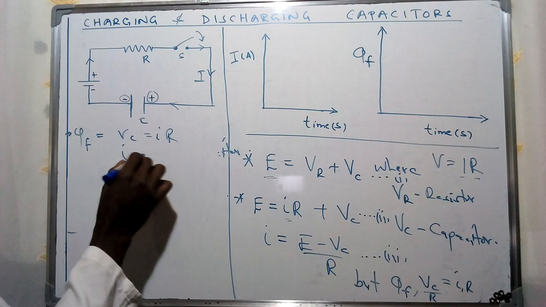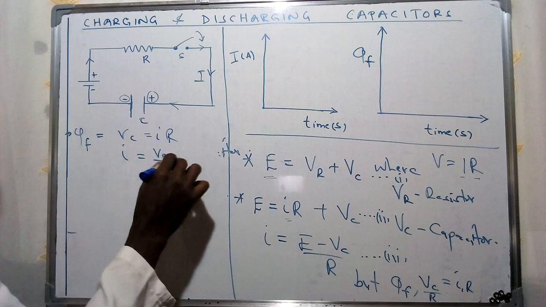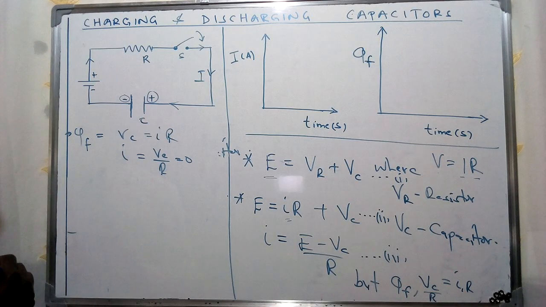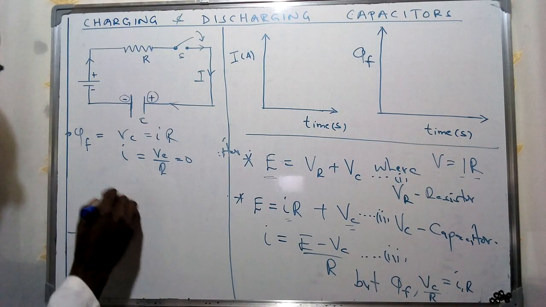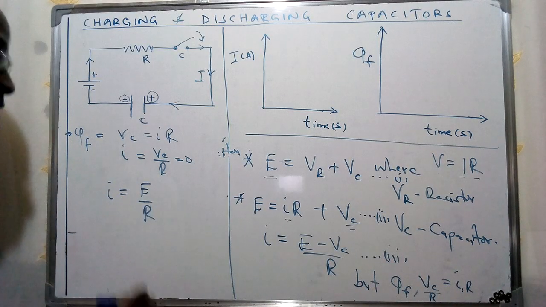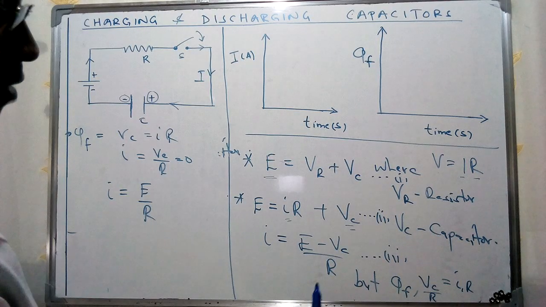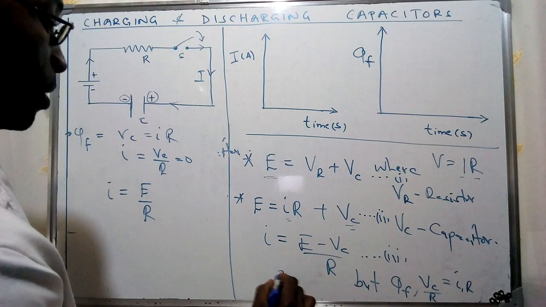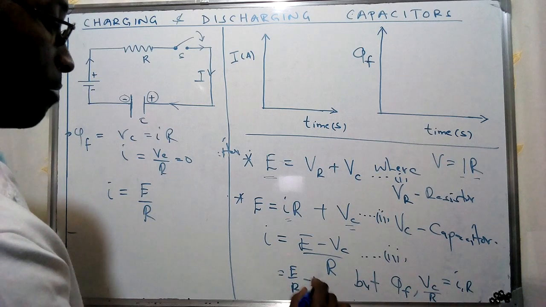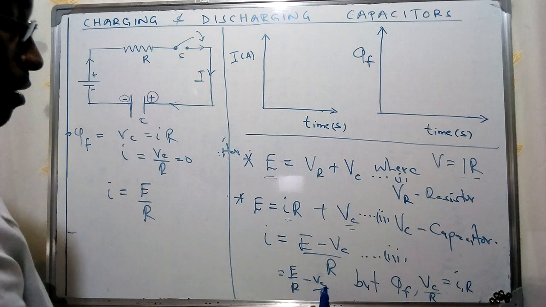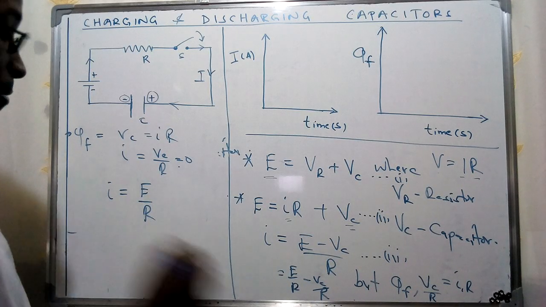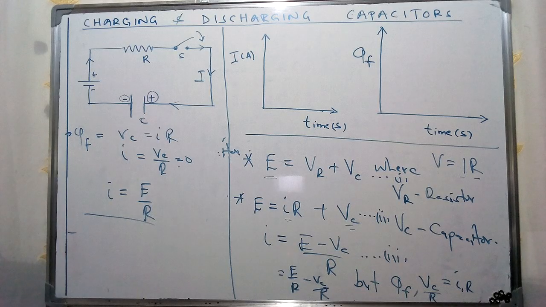But the current at this specific point, as we said, VC over R, is equivalent to 0. Therefore, we can evaluate this equation by having the instantaneous current given in terms of E over R, since the second portion of this equation is going to disappear. Remember, if we have R as a common factor for the denominator, then we can write this equation in terms of E over R minus VC over R. So the second part, VC over R, is going to be 0, and therefore we have this instantaneous current given in that format.